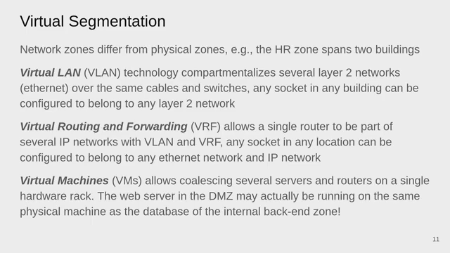Virtual machines are also a virtual form of segmentation. It allows coalescing several servers and routers on a single hardware rack. For example, the web server in the DMZ may actually be running on the same physical machine as the database server of the internal backend zone, right? Depending on your configuration and your security analysis, you likely don't want to do that due to side channels, but that's a risk, or depending on your configuration, this may be a risk you want to take.